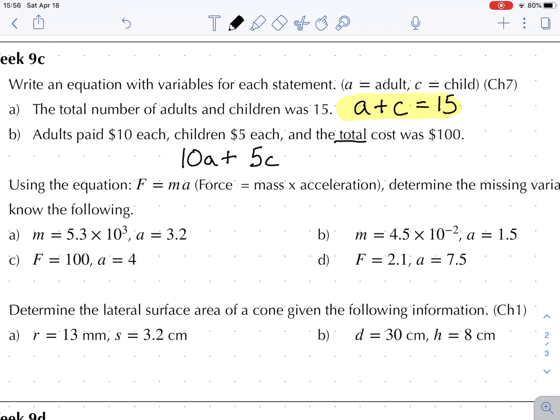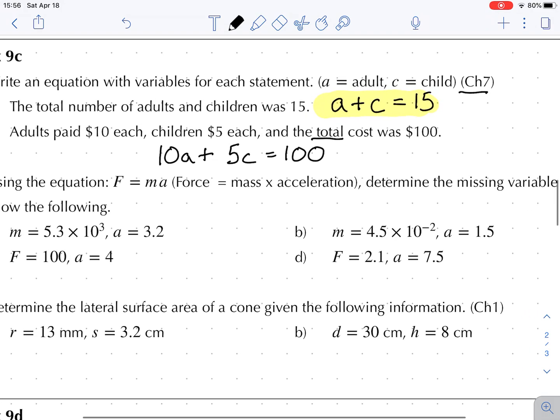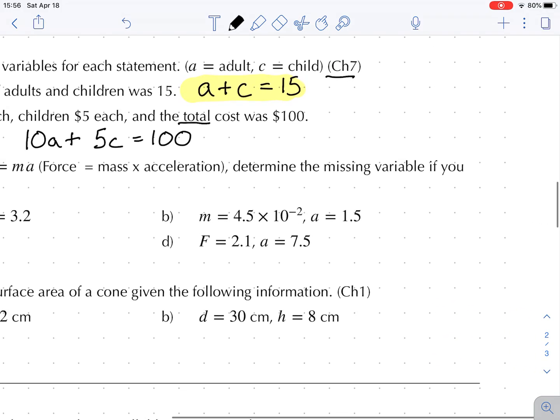And the total cost, so we're going to add it up. We're going to add up the amount that the adults spent plus the amount for the children, and that had to equal 100. And there you have an equation for each statement. This comes from chapter 7. It's an important skill to have. Take a sentence and turn it into an equation.